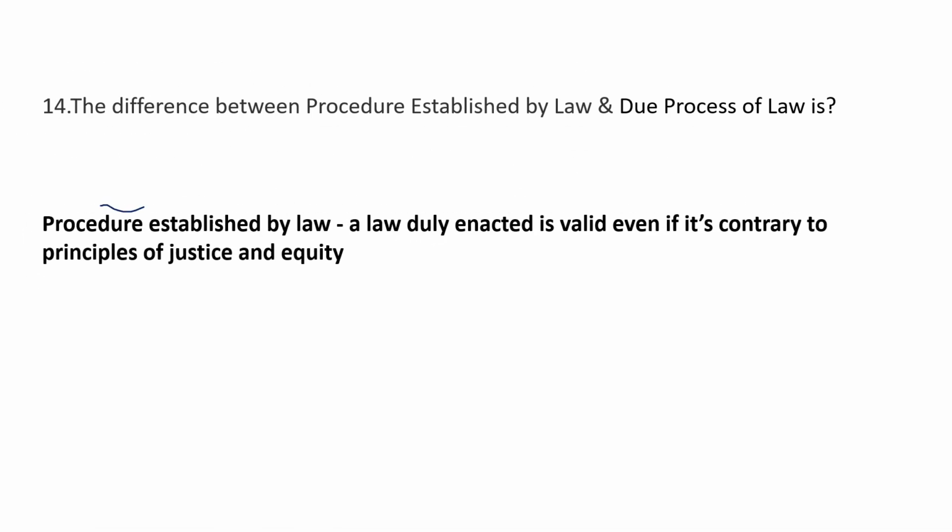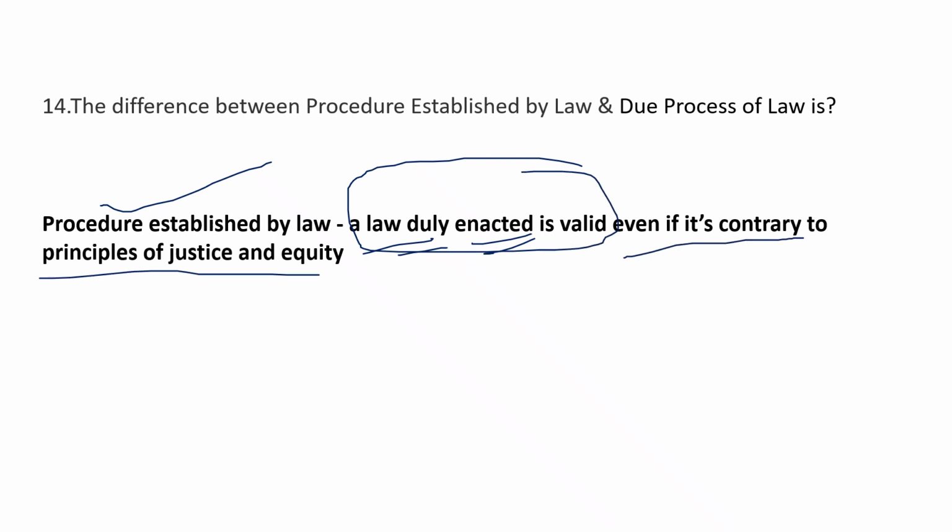See, the procedure established by law means it checks that a law duly enacted is valid. A law duly enacted is valid even if it is contrary to the principles of justice and equality. That means the Supreme Court checks only for the law, okay, if there is a law or not to deprive the life and personal liberty of a person. In procedure established by law, that is the main point.